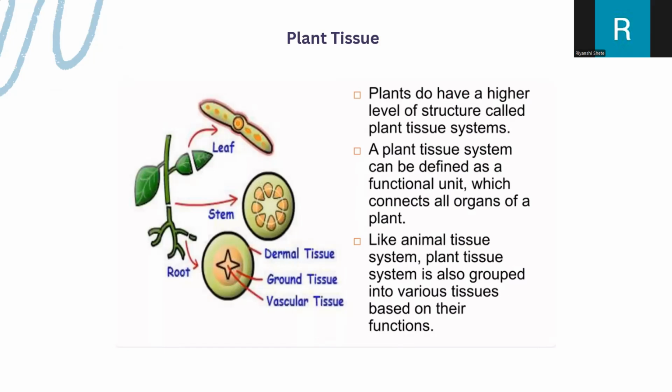Like animal tissue, the plant tissue system is also grouped in various ways based on their functions. There are three types of tissue I have shown in the image, that is the dermal tissue, ground tissue, and the vascular tissue.